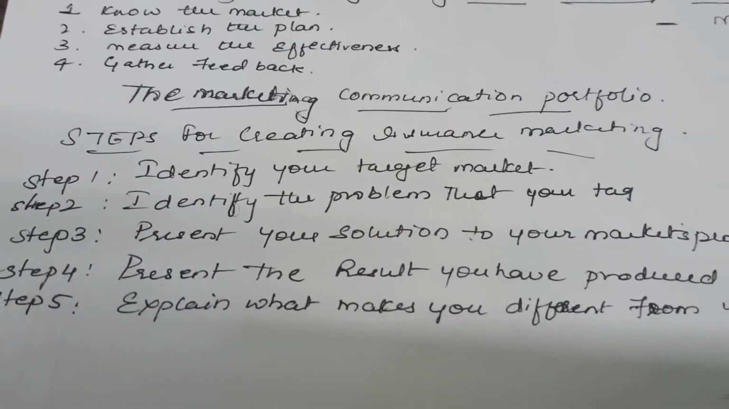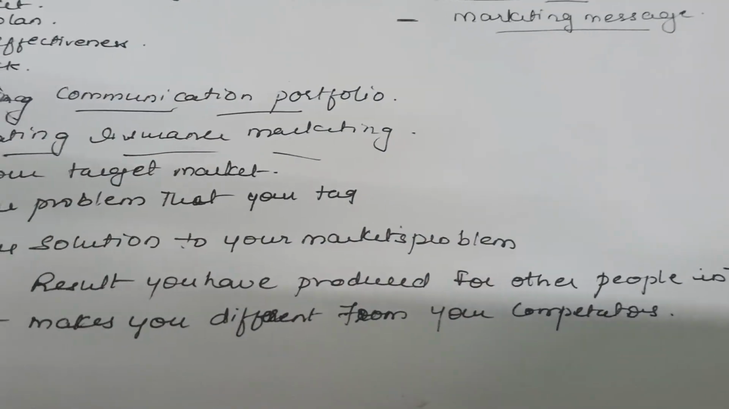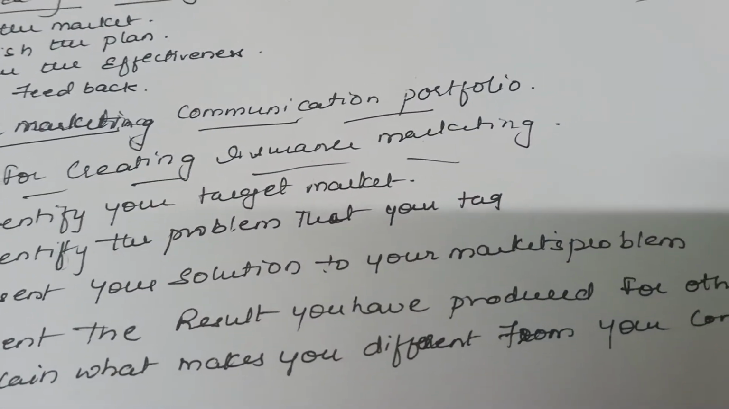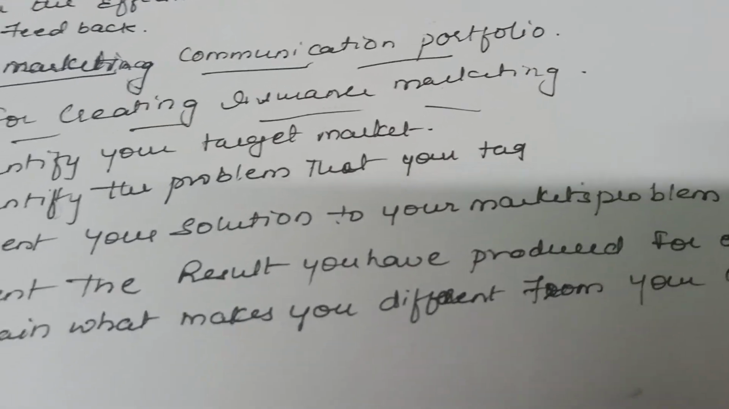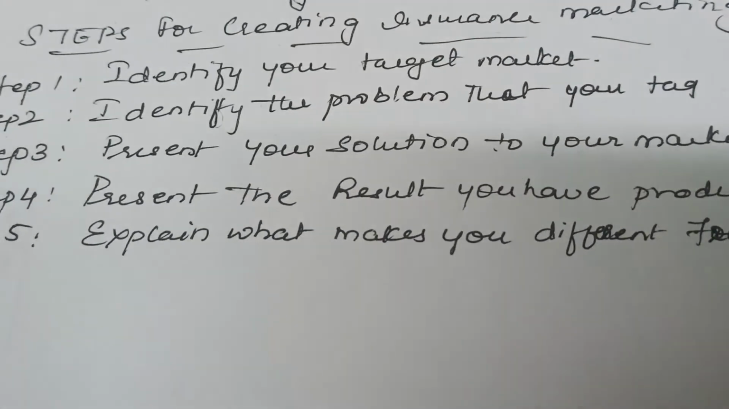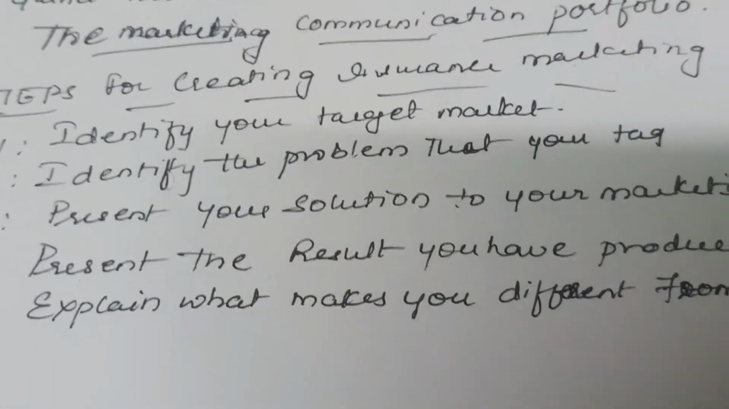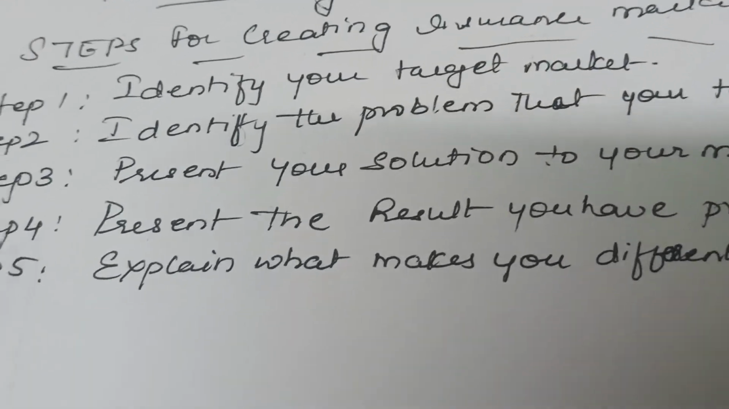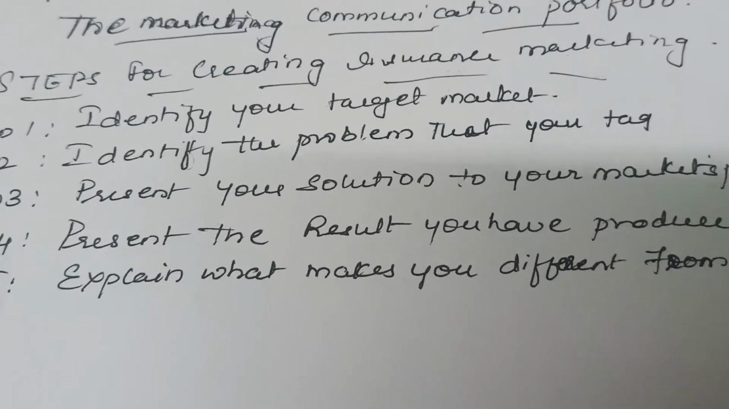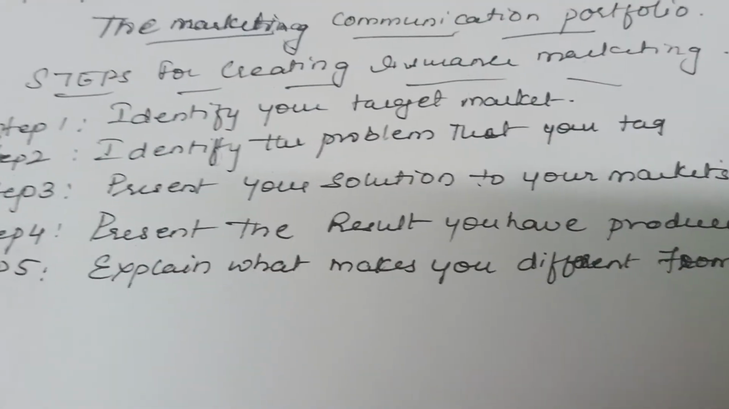And the fifth step is to explain what makes you different from your competitors. You have to specify that particular thing which makes your company different from other companies, that is, how your business is different from other businesses. When you highlight it, people try to understand what you're trying to tell, and also people like uniqueness.